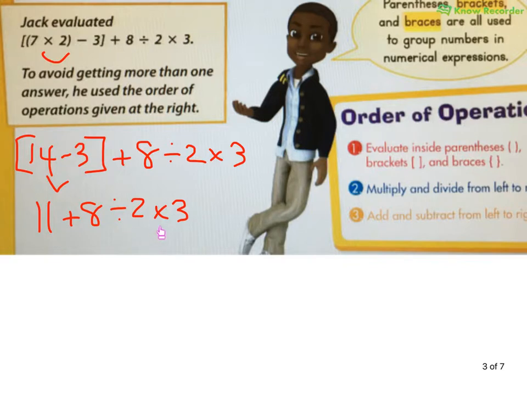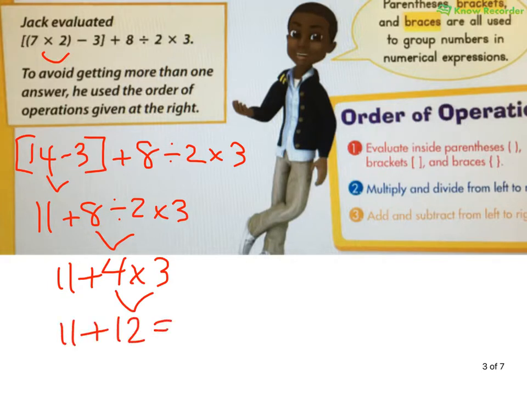Then, reading from left to right, I have addition, division, multiplication. Multiplication and division go first. From left to right, this division is going to happen first. 8 divided by 2 is 4 times 3 plus 11. Multiplication before addition. 11 plus 12, 23.